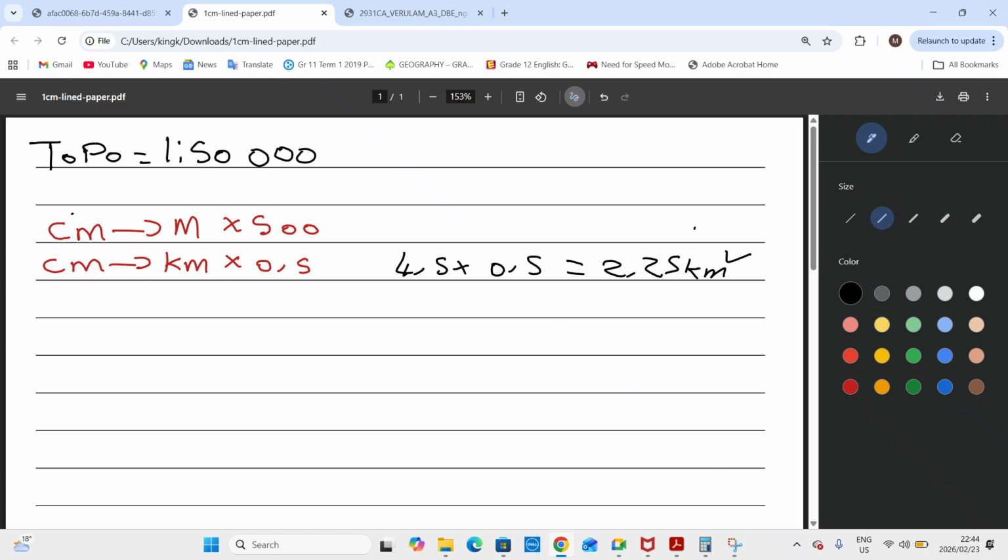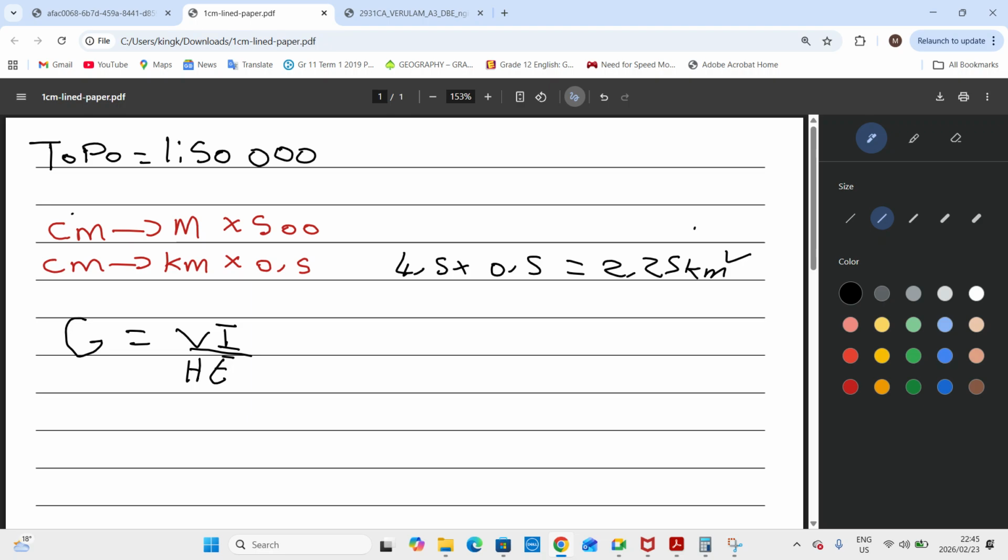Now, back to the topic of the day. I will do a whole different video on how to calculate straight line distances and all other distances. Now, back to the business of the day. Gradient. All right. Gradient has a formula of G is equal to VI, which stands for vertical interval, over HE, which stands for horizontal equivalent.